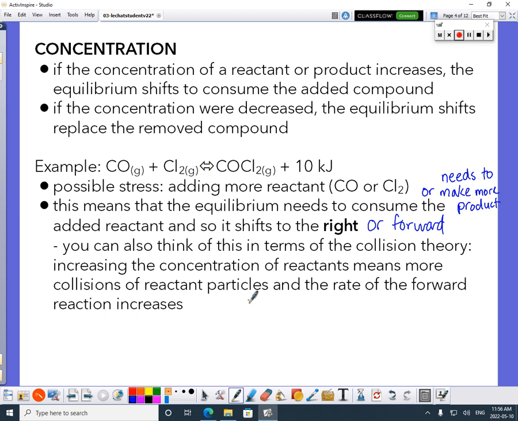And normally I don't ask questions where I make you explain the same thing 3 different ways. It would be more like, what's the shift, or this is the stress, and explain why, and you can pick whatever makes the most sense to you. Okay?